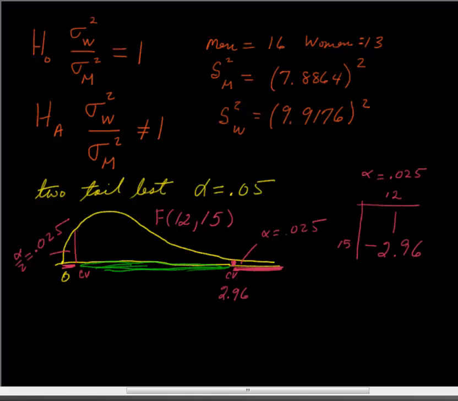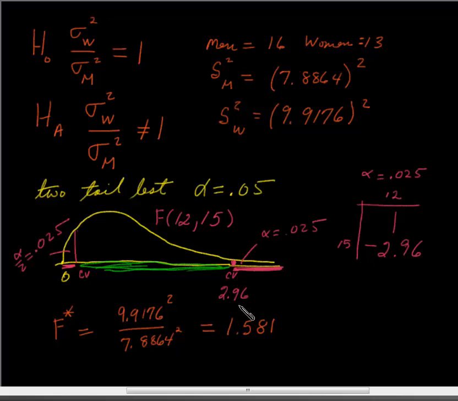So let's pick a new color and calculate the value of our test statistic. And so the F observed is going to be 9.9176 squared over 7.8864 squared, is equal to, and that's a calculator problem if I ever saw one, 1.581. That's what my calculator gave me.